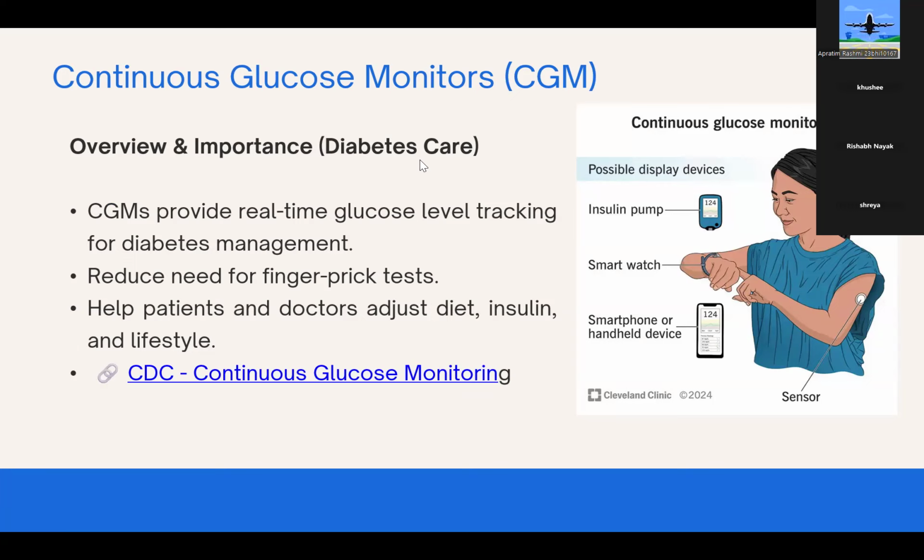So now we'll see what is a continuous glucose monitor, CGM. Continuous glucose monitoring, CGM, is a wearable device that continuously measures glucose levels in the interstitial fluid under the skin. It provides real-time readings, trends, and alerts. CGM is mainly used by people with diabetes to track blood sugar, and adjust insulin, diet, and lifestyle. It prevents sudden highs and lows and improves long-term glucose control.